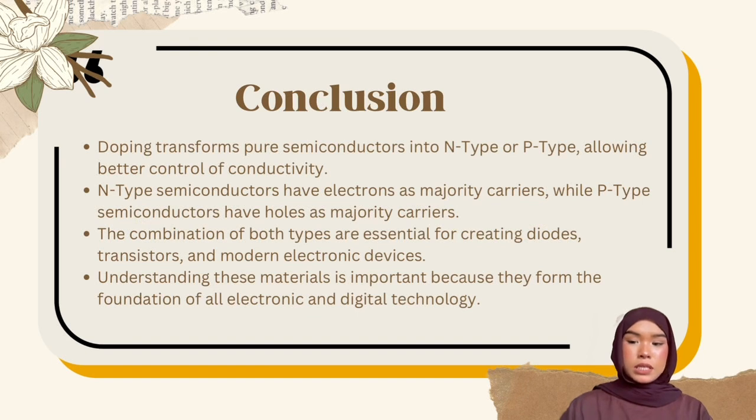To conclude, we've seen how doping is the key to transforming pure semiconductors into high-performing N-type or P-type materials. The main takeaway is the difference in their charge carriers, which is that N-type relies on extra electrons while P-type uses holes as majority carriers. By combining these two types, we create the diodes and transistors that power all modern electronics. Understanding these materials is essential because they truly are the foundation of our entire digital world.